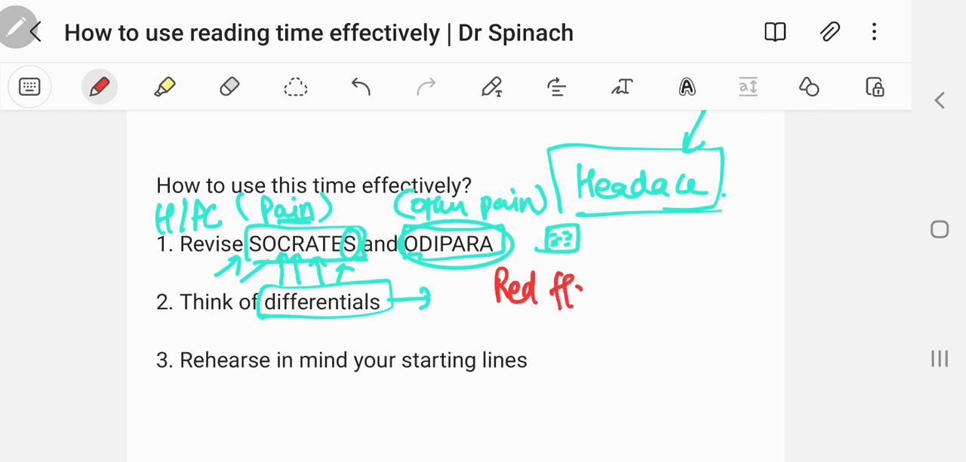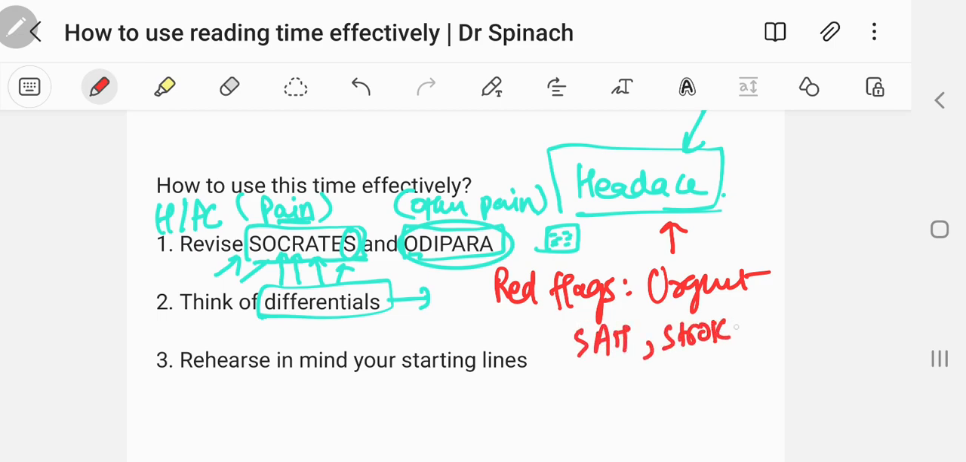That means the ones that need urgent attention. So if you think about headache or any pain, let's just take an example for headache. What are the urgent or red flag differentials that you should be eliminating no matter what to prove that you are a safe doctor? Think of subarachnoid hemorrhage, think of stroke, think of giant cell arteritis. These are some of the differentials that you need to eliminate in this patient.